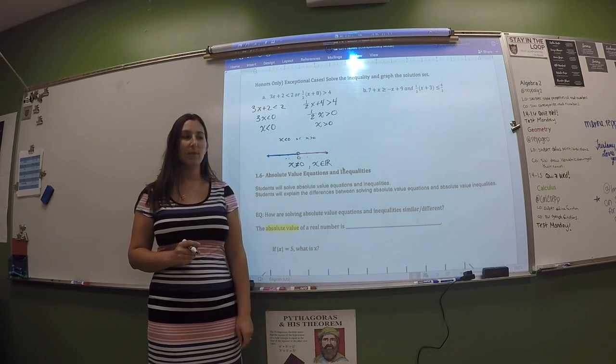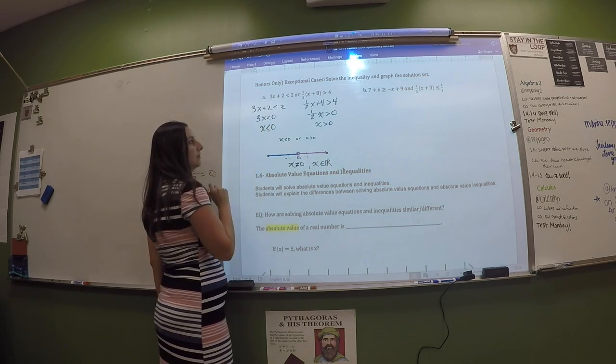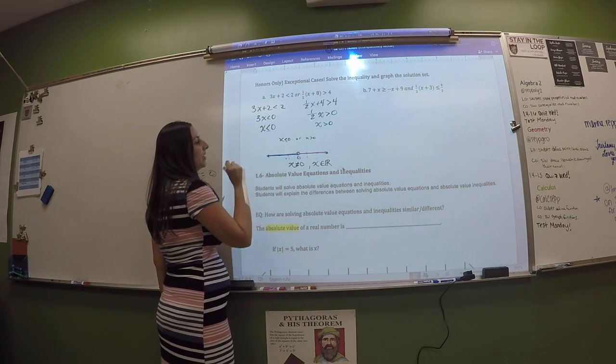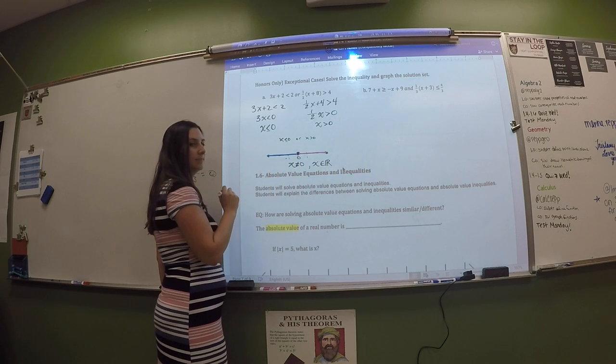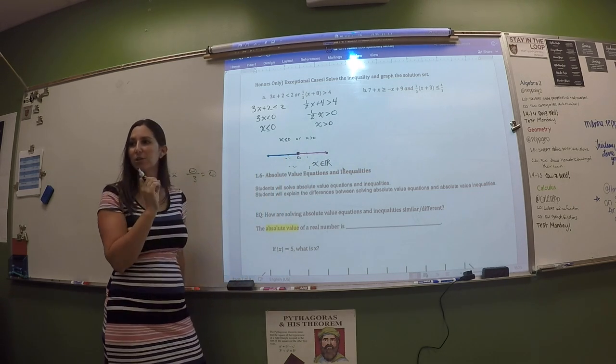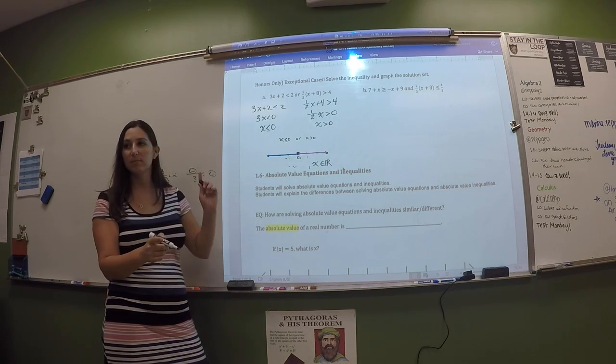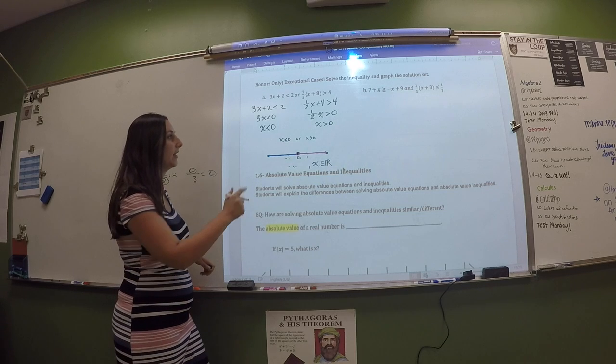Now, if I changed this question so that one of these was like this, how would that change the question? It would be everything, right? Because it does actually include 0. Okay, questions? All right, let's look at that one.